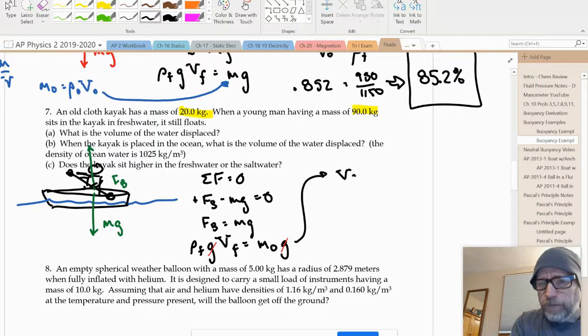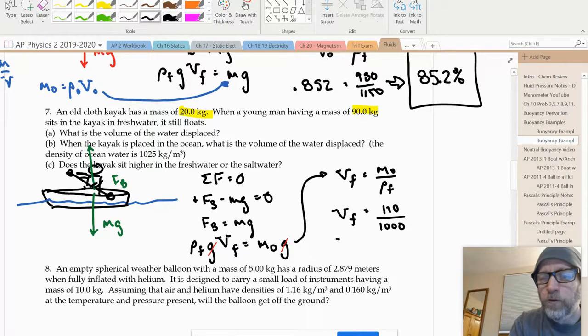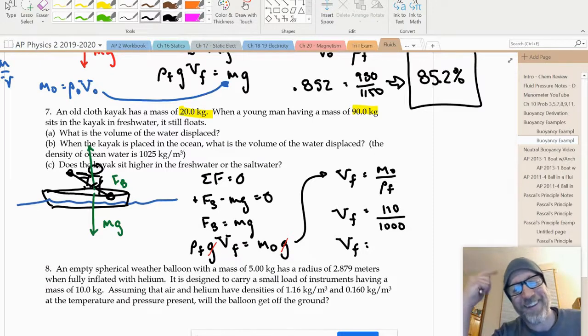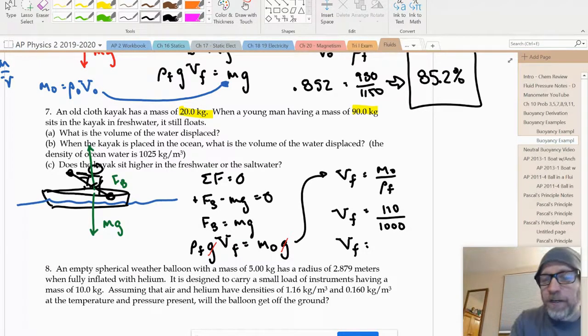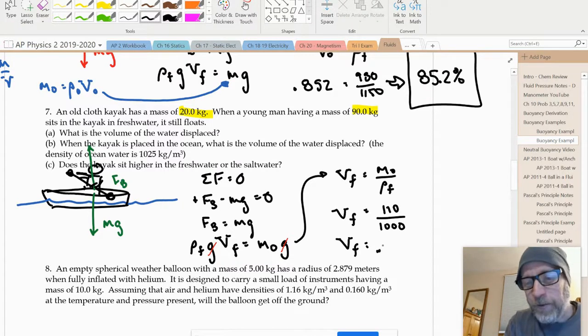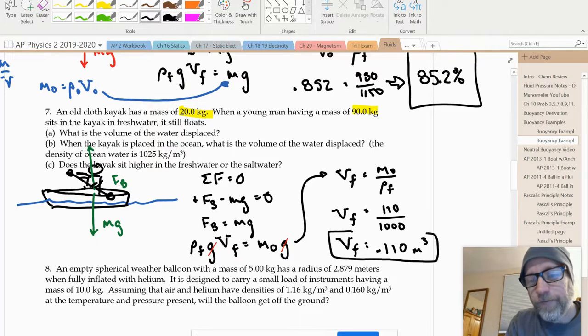The volume of the fluid is going to be the mass of the object divided by the density of the fluid. So mass of the object is going to be 20 plus 90, so 110, divided by fresh water, which is 1,000. So the volume of the fluid displaced is, oh my God, I just got my calculator out to divide by 1,000. Oh man, I'm already slipping. How many days have we been out of school? Not enough. There we go.